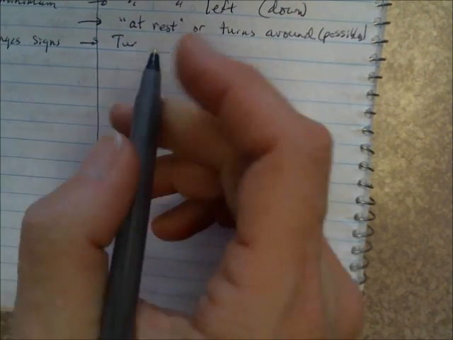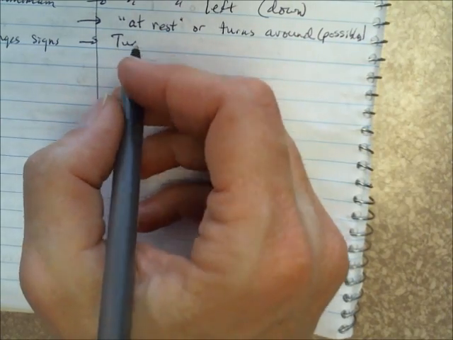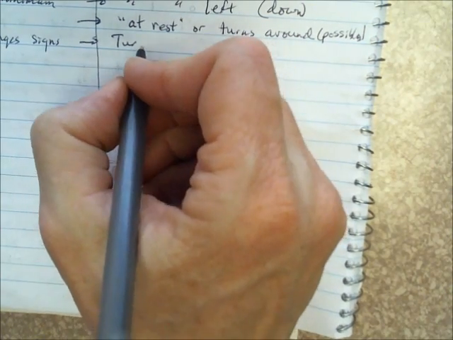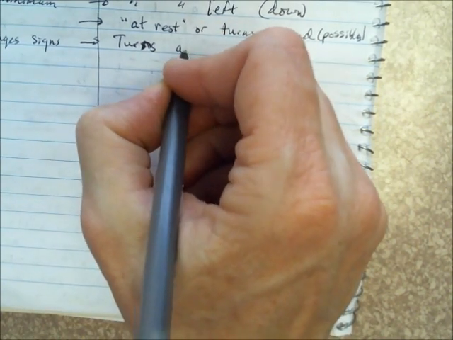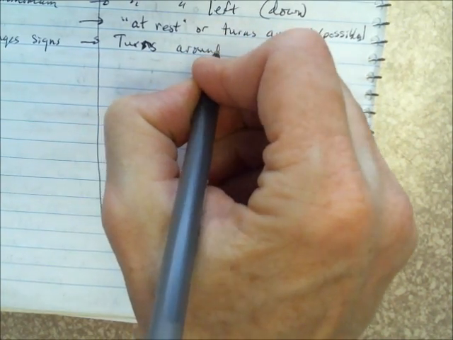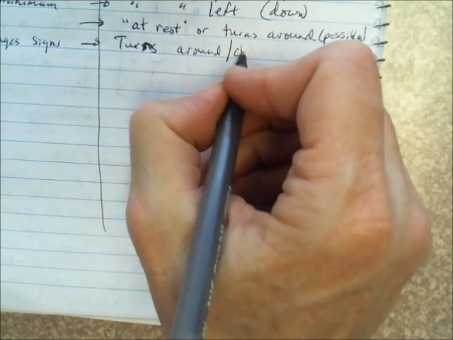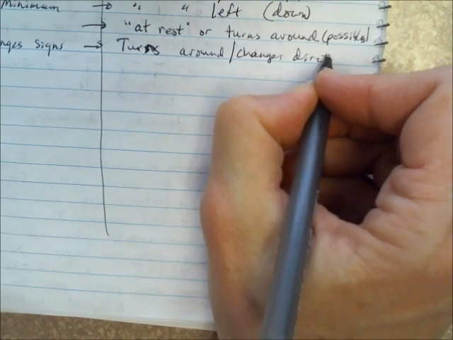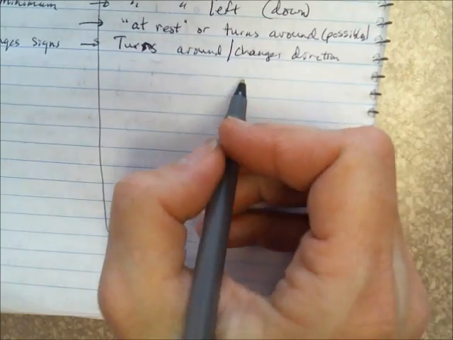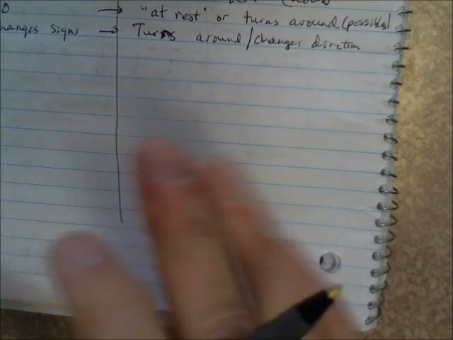But if f prime of x changes signs, it means the velocity changes signs, and that for sure means the object turns around or changes direction. It means it goes from up to down, or down to up, or left to right, and right to left.